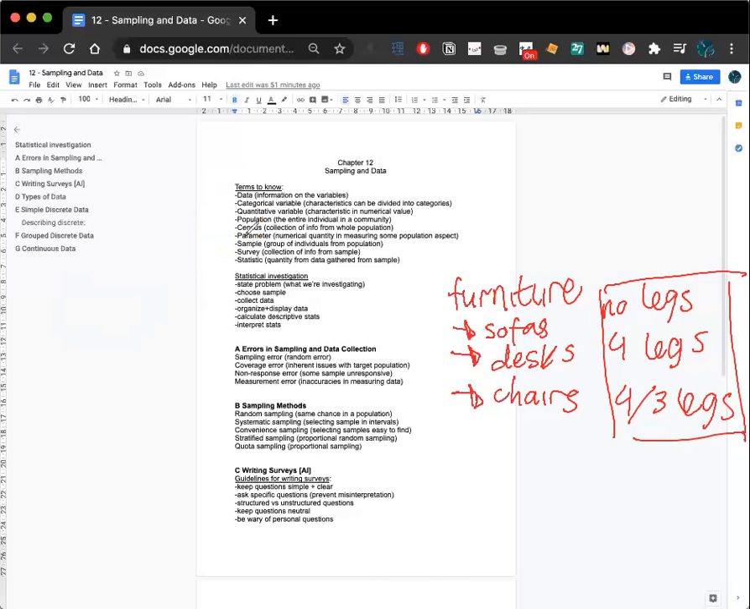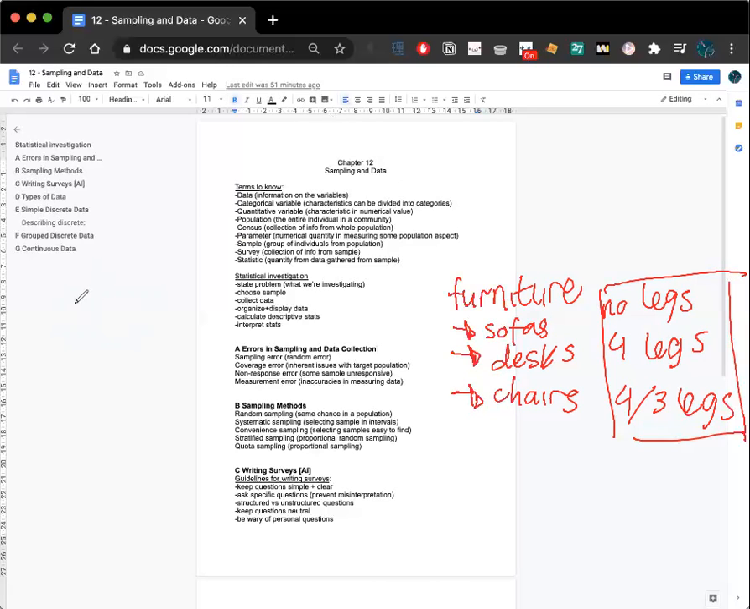And then there's also parameter. Parameter is the numerical quantity measuring some population aspect. I mean, I'm not that familiar with the term parameter. So yeah. And then we have sample.